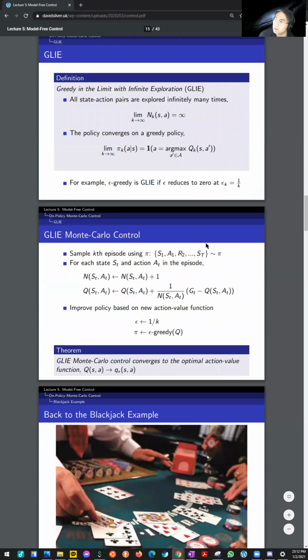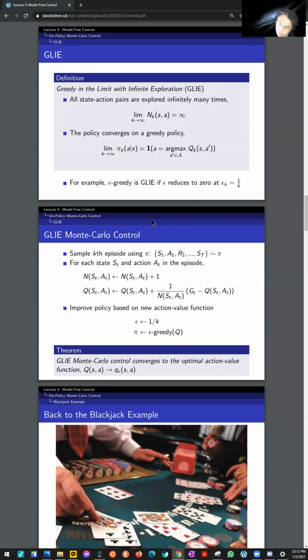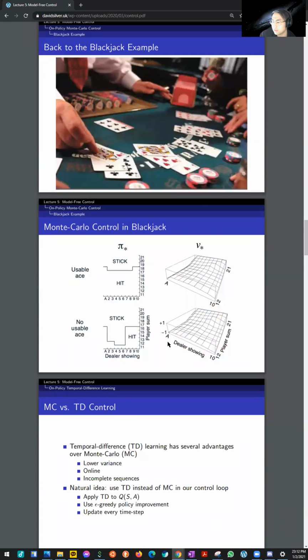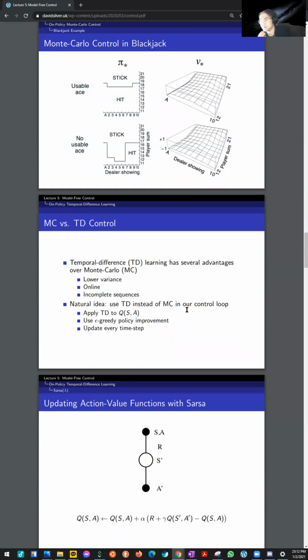So this theorem does guarantee that on-policy Monte Carlo control would converge to the optimal. Then how about temporal difference? We emphasize that we can think of the Monte Carlo method and the temporal difference method as opposite ends of a trade-off. The temporal difference is basically the most naive one.